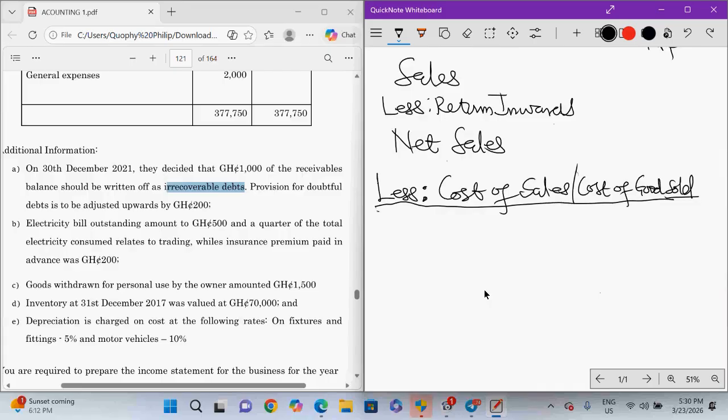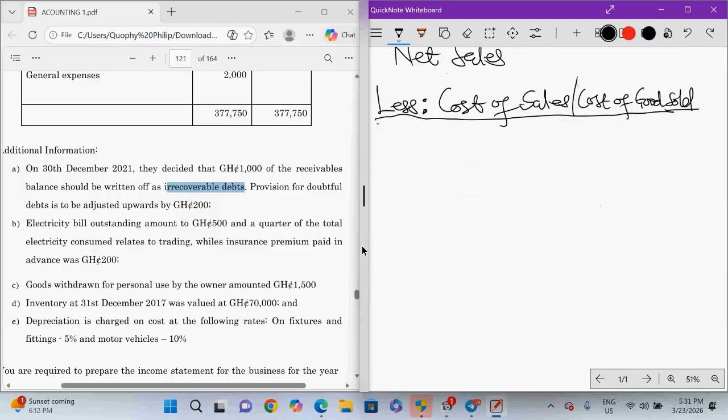And the provision for doubtful debts is to be adjusted upwards by 200 Ghana cedis. Exactly. So provisions, we are saying that we are setting aside money to cater for possible losses, right? An increase in provision should be an expense. A decrease in provision should be an income, because you are setting aside smaller amounts. Now, you'll be given provision in the additional information.